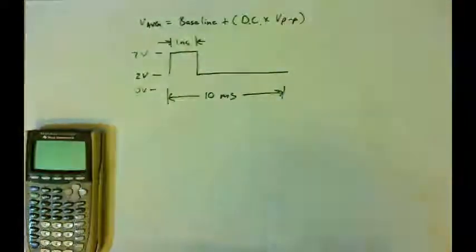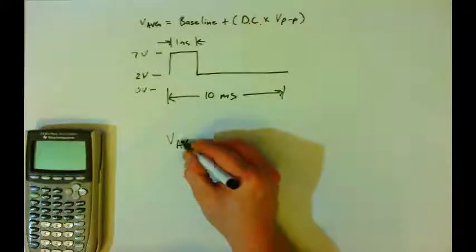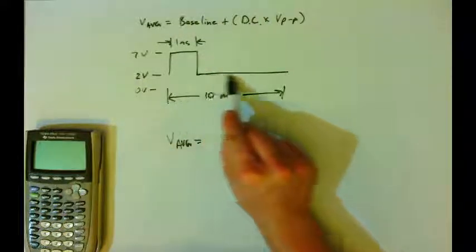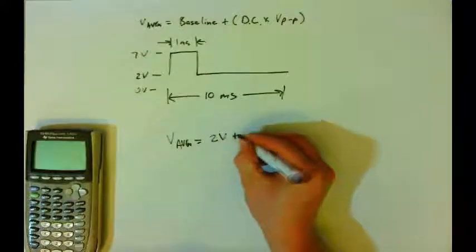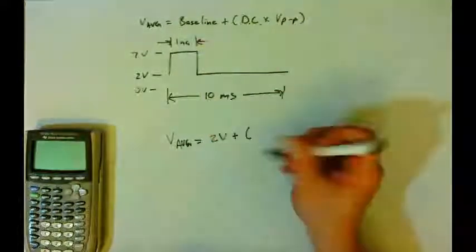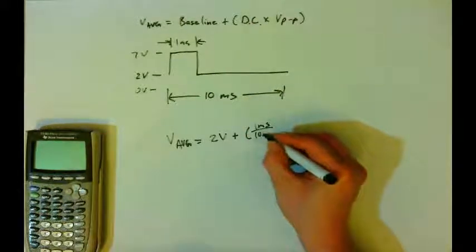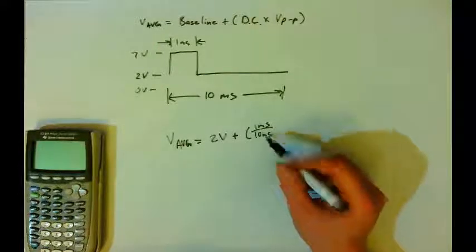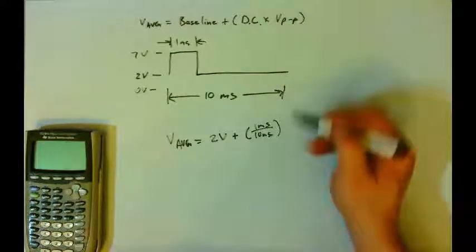And so we'll use this formula. The average voltage will be equal to the baseline voltage, which in this case is 2. That is the lowest voltage of the signal. So that'll be 2 volts, plus the duty cycle, which is the pulse width, 1 millisecond, divided by the period, which is 10 milliseconds. This will be the decimal version of the duty cycle, not the percentage, so I left off the multiply by 100% part, times the peak-to-peak voltage.